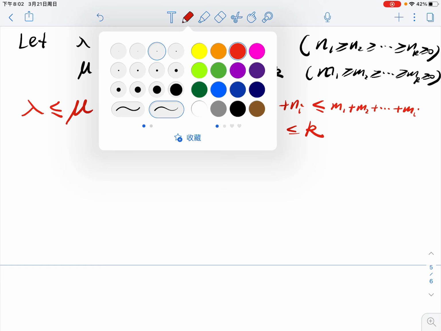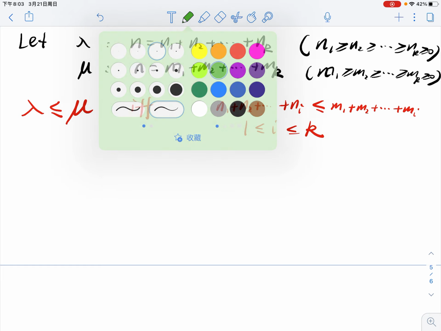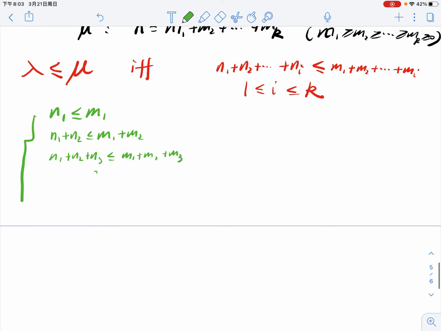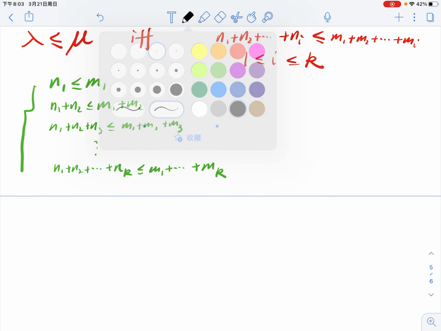So if you don't like this notation, you can write down all the inequalities as a definition. n1 plus n2 less than or equal to m1 plus m2, n1 plus n2 plus n3 less than or equal to m1 plus m2 plus m3, and finally n1 plus n2 plus all the way to nk less than or equal to mk. Sorry. In this case, or from the definition, this also gives you this, and I would like to make a remark.